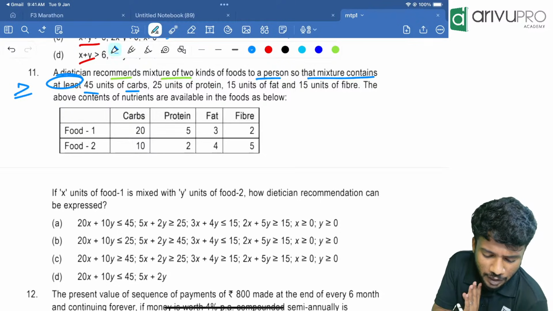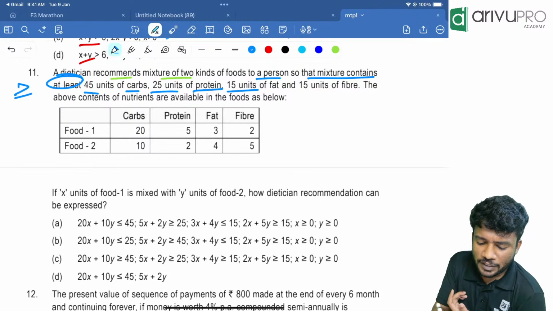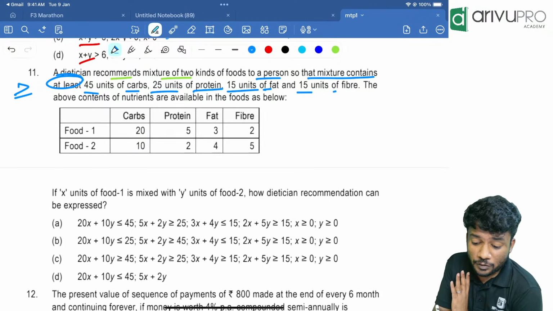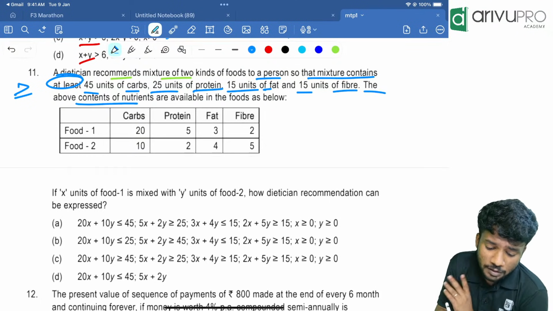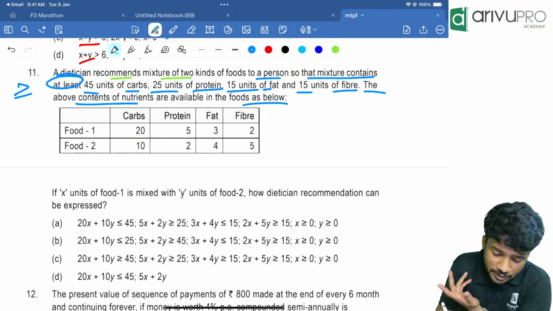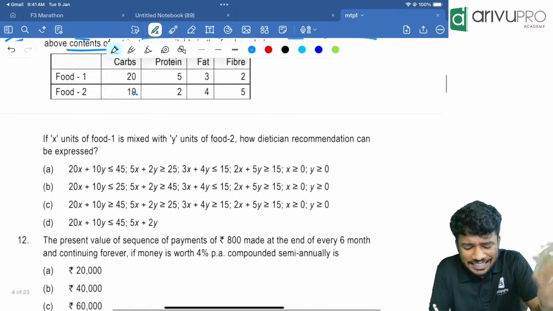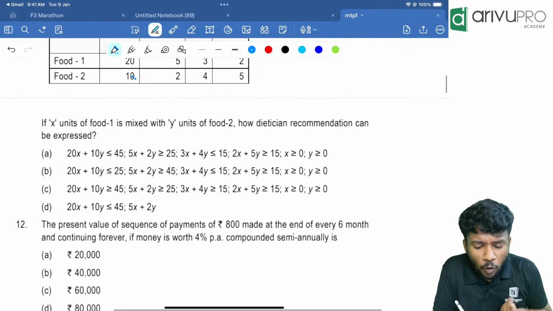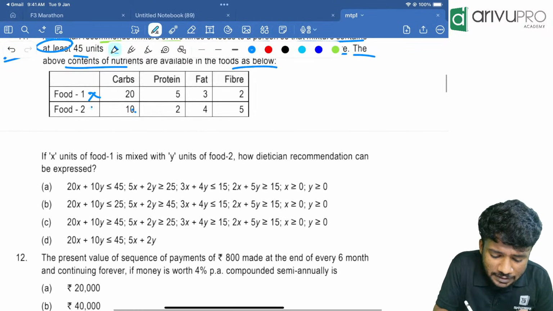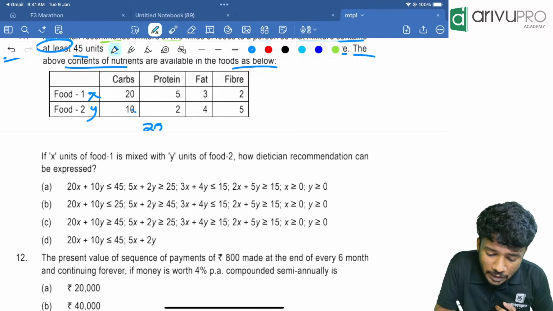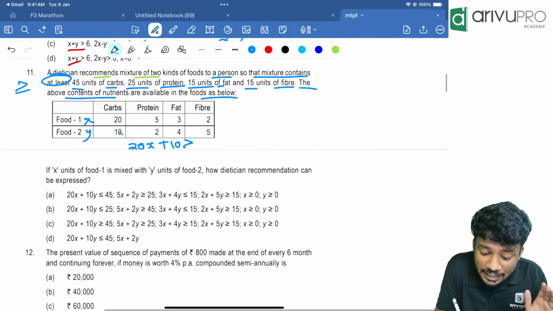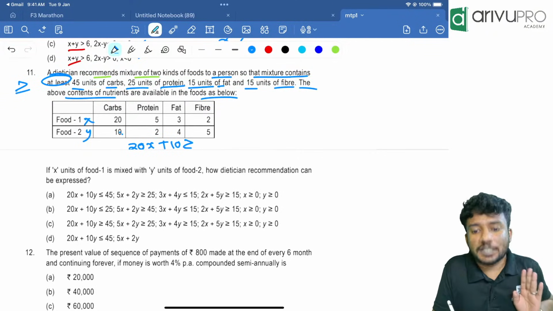45 units of carbs, 25 units of protein, 15 units of fat, then 15 units of fiber. Then the above content of nutrients are available in the foods as below. Food 1 is 20 carbs, food 2 is 10 carbs. Likewise, it is given. People, at least is the case. That means always if I am calling this as x and this as y, it should be 20x plus 10y. At least means greater than or equal to 45 units.